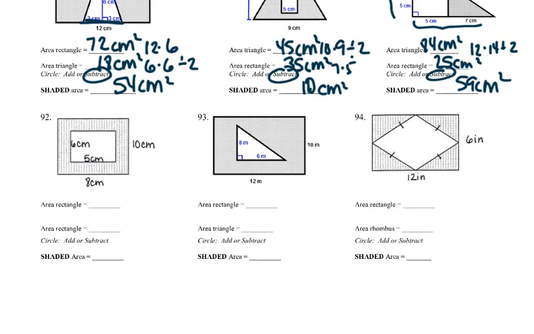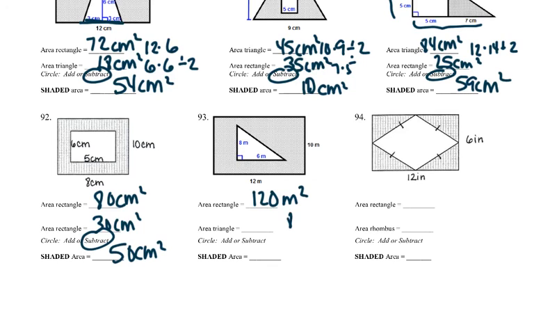Phew, last one. 8 times 10 is 80. 6 times 5 is 30. Those are subtract, so I get 50. 12 times 10 is 120. 8 times 6 divided by 2 is 24. If I subtract there, 96 meters squared.